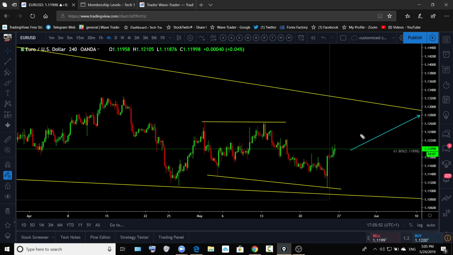Now next week you are looking for it to correct. It is correcting on the lower time frame and pushing higher. So next week it should correct and continue to go higher, a reversal, breaking out of that wedge and continuing higher.